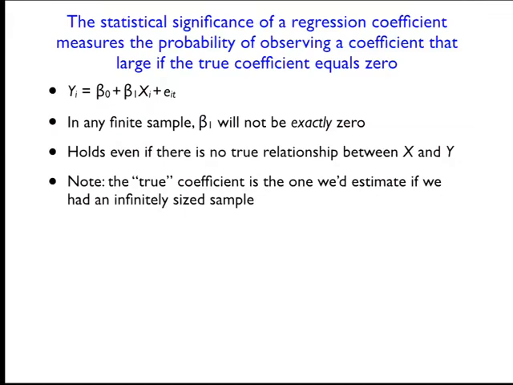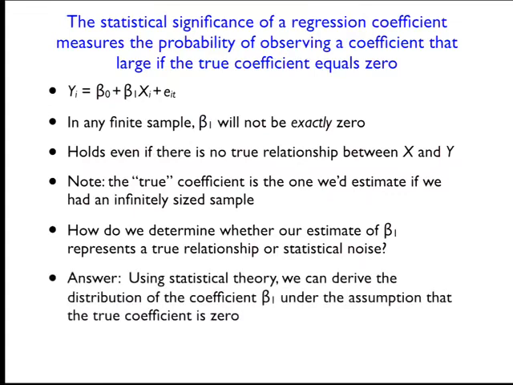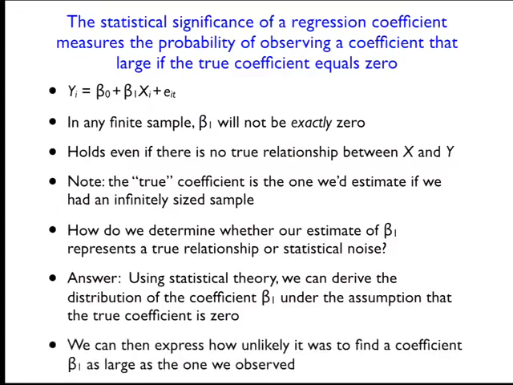The true coefficient, the one we'd like to estimate, is basically the one that we would estimate if we had an infinite amount of data, which technically we never have. So what we want to do is determine whether the estimate of beta 1 that we get represents a true relationship, or whether it's just statistical noise. It turns out that using statistical theory, we can derive the distribution of that estimate of beta 1 under the assumption that the true coefficient is 0. And if we do that, then we can express how unlikely it was to find an estimate of beta 1 that was as large as the one that we observed.